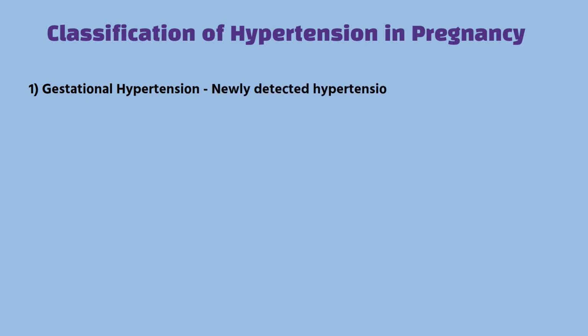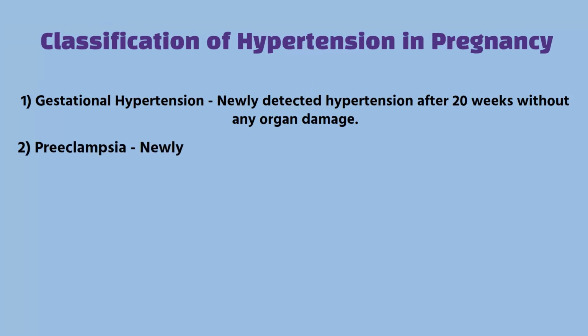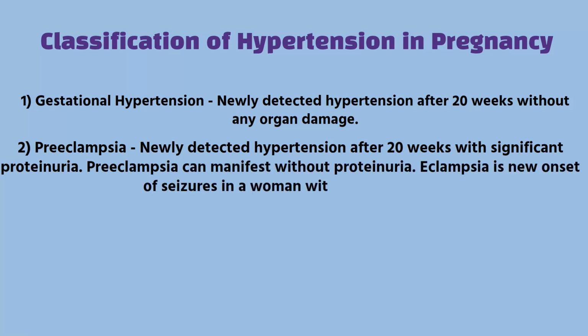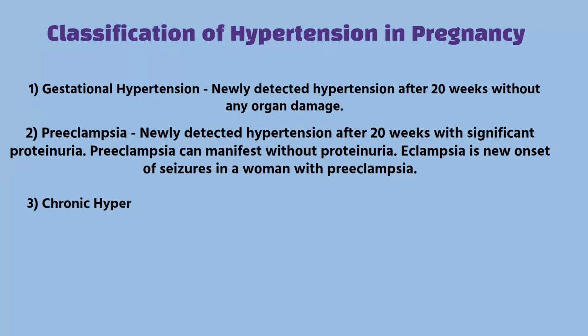Classification of hypertension in pregnancy. Gestational hypertension means newly detected hypertension after 20 weeks without any organ damage. Preeclampsia is defined as newly detected hypertension after 20 weeks with significant proteinuria. Preeclampsia can manifest without proteinuria. Eclampsia is new onset of seizures in a woman with preeclampsia.